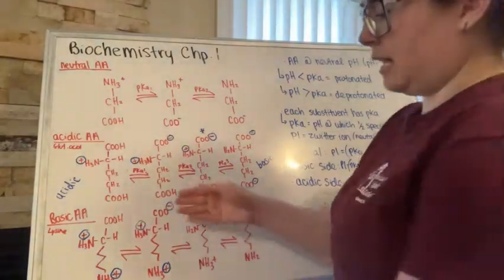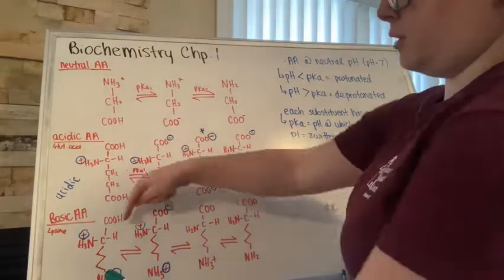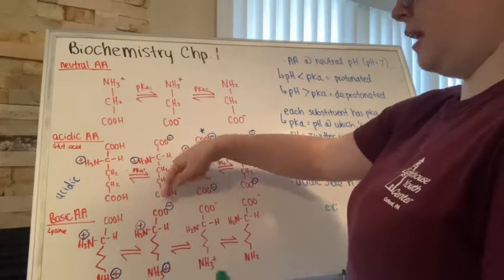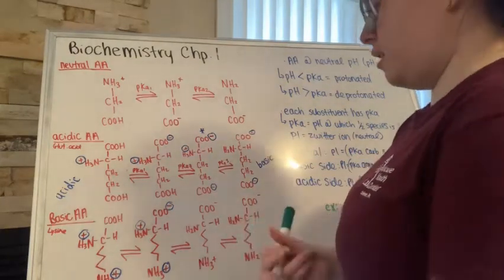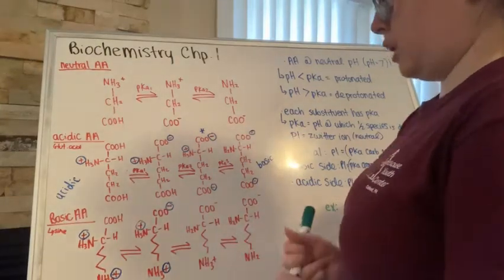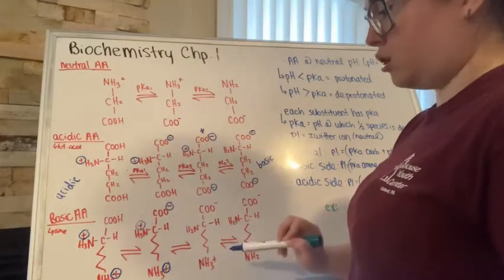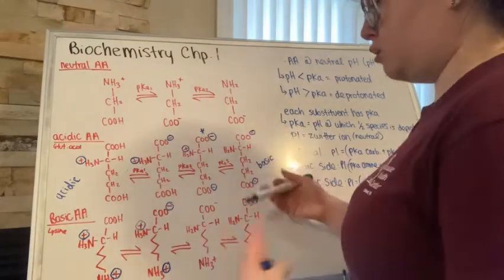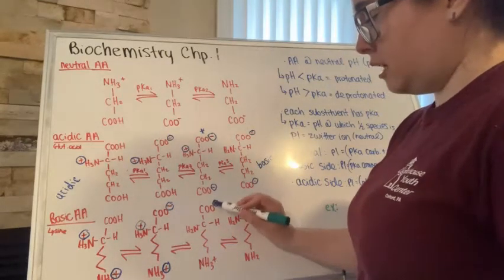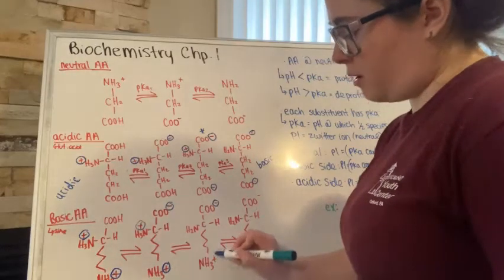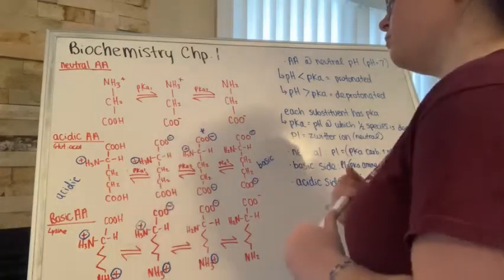As we continue into a more basic solution, this would again become deprotonated as we're increasing the pH. Then we would be in a more basic solution. So this group right here would, as we saw, lose this positive charge because the hydrogen would be donated to the solution to create water. And then we're going to be left with this negative charge of the deprotonated COO minus group and this positive charge of the NH3 plus due to its R group.